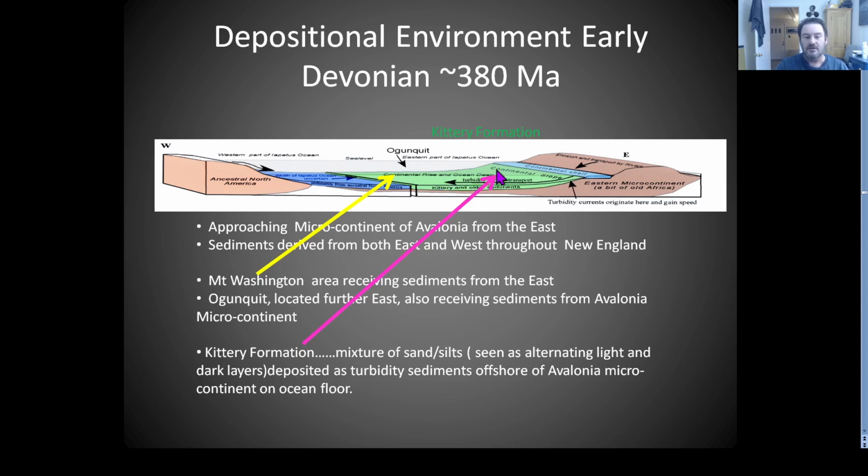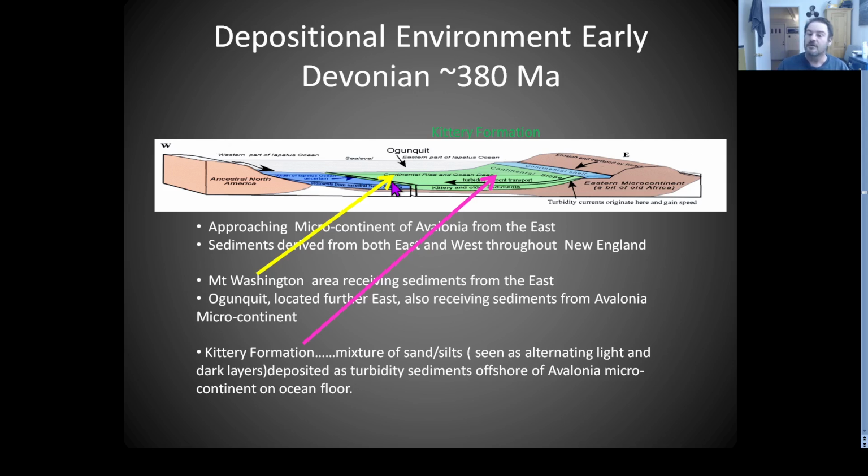Now, of course, the Kittery Formation in Ogunquit has more sand in it, meaning that it was obviously closer to the source. Another key: if you have sands, and sands are always closer to the source of erosion and sedimentation, so it makes sense that the Ogunquit area definitely has more sand in the Kittery Formation than, say, Mount Washington does. That makes sense because Washington would have been further out along the continental slope and thus receiving much finer sediments because it was further away.